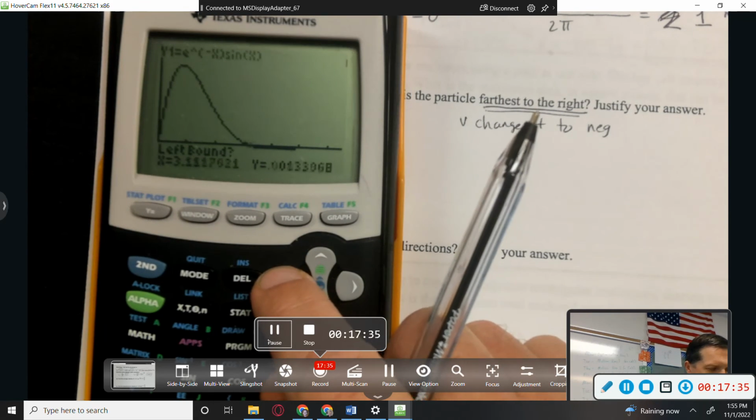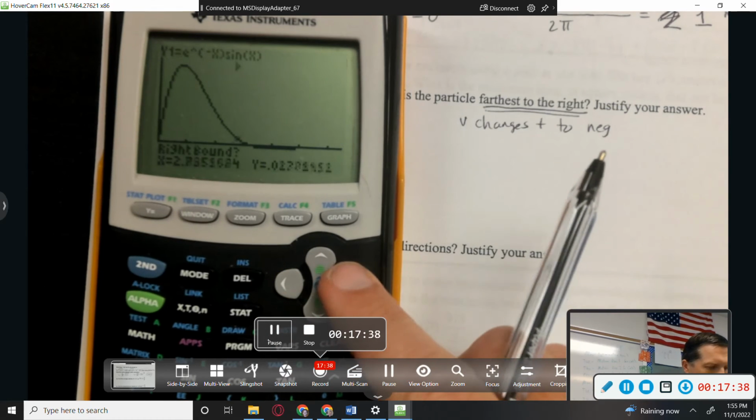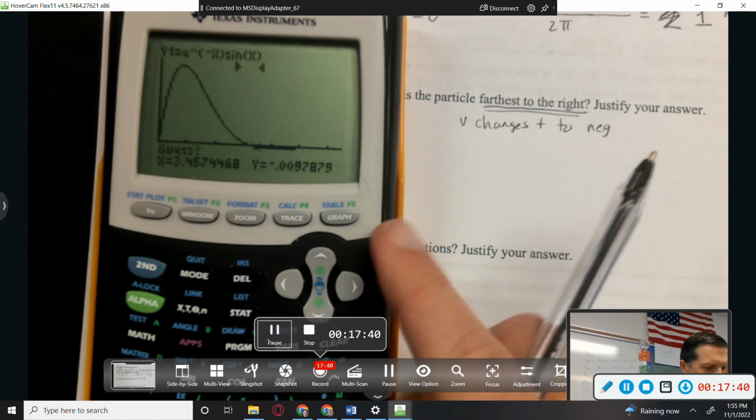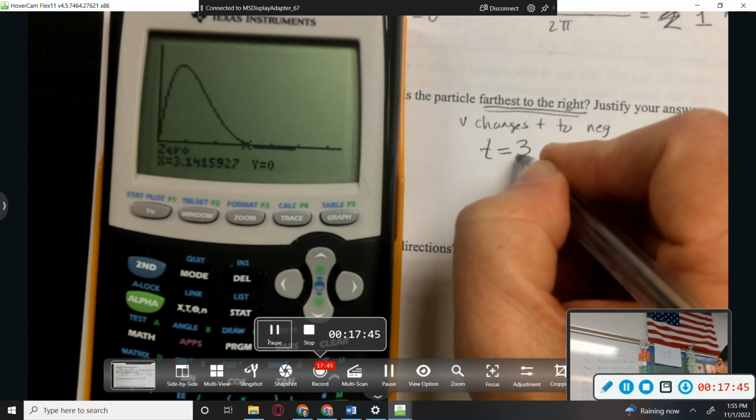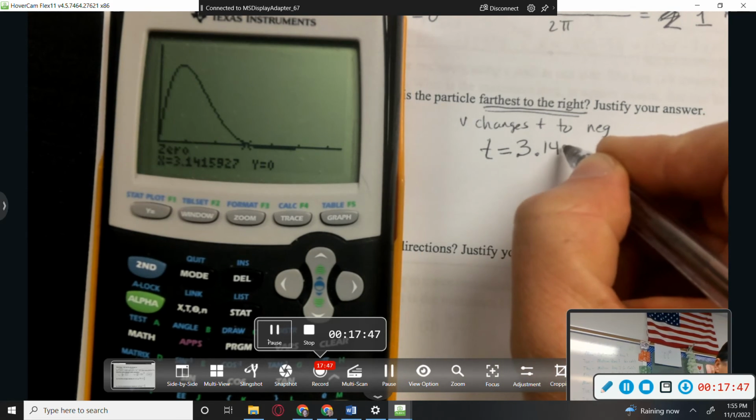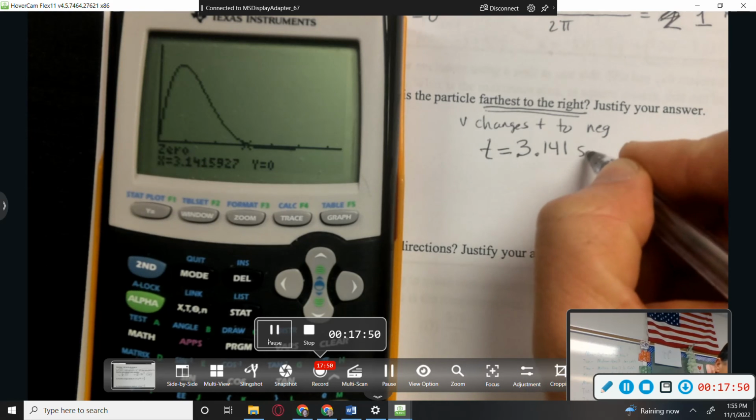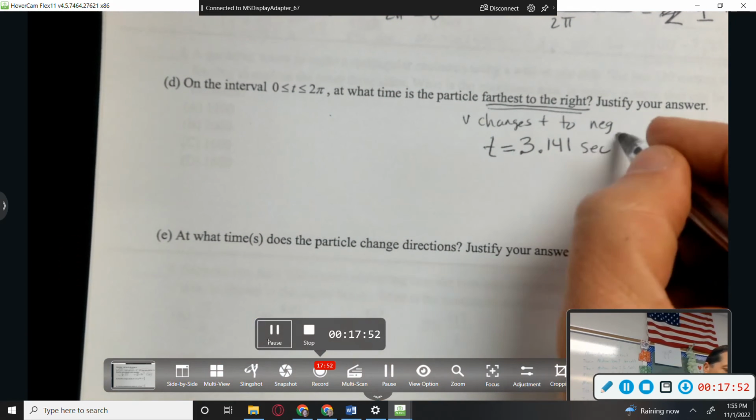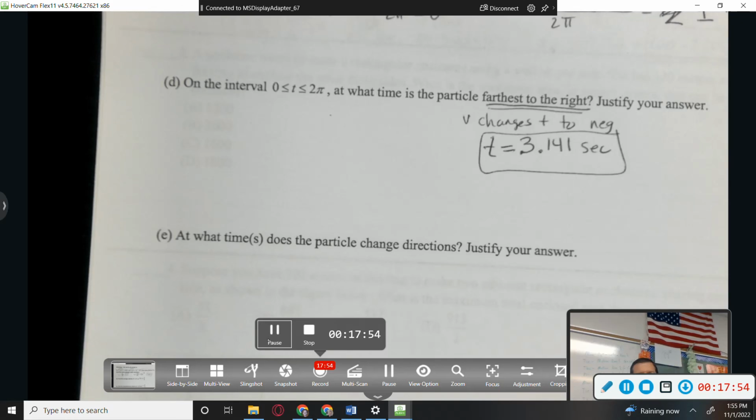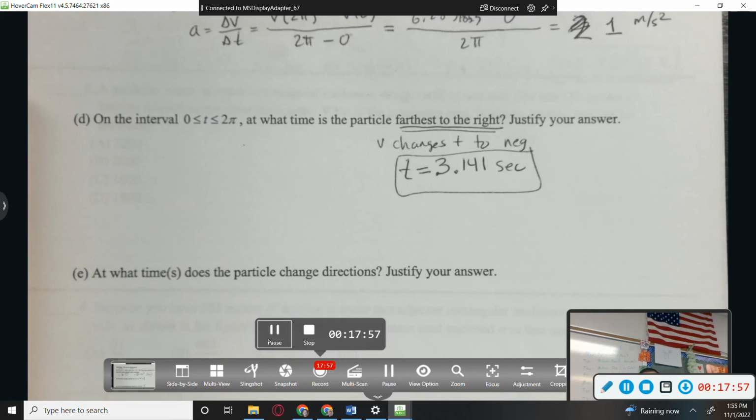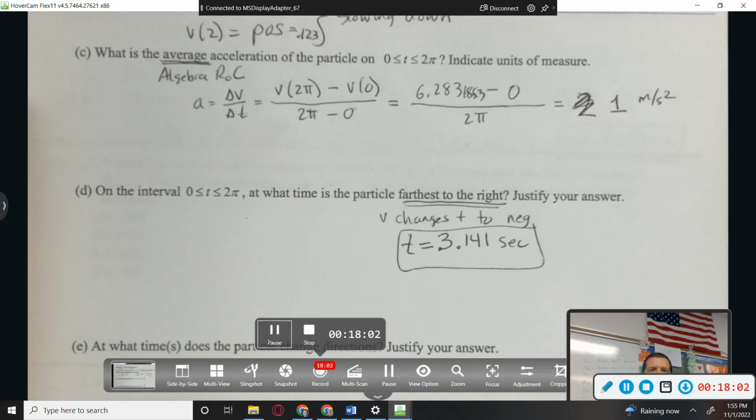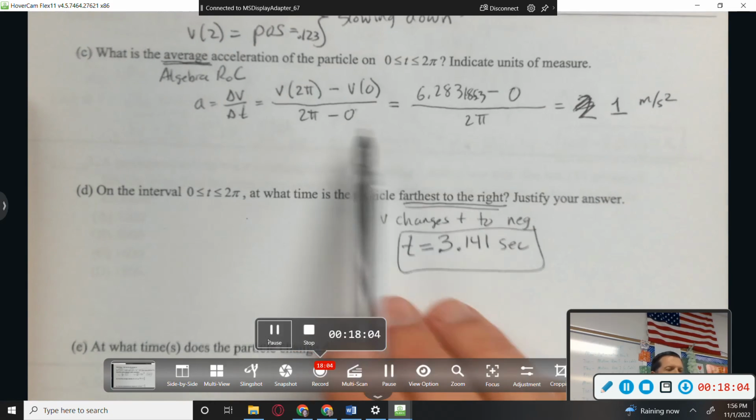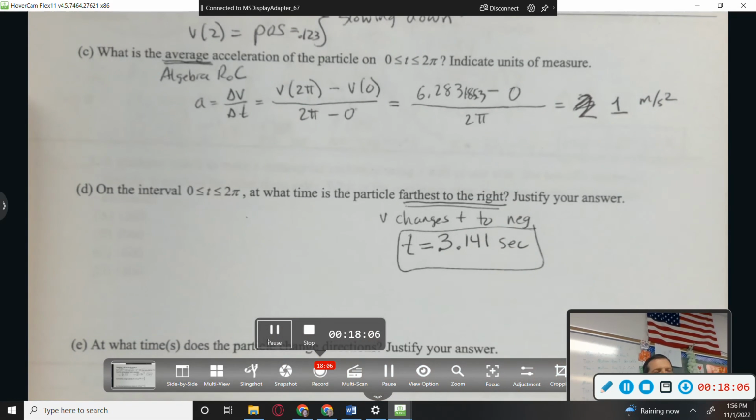So can you just type the number? I could if I knew what the numbers were. You could just guess the numbers and it'll say. So at t equals 3.14, that looks a lot like pi. Justify your answer. V changes positive to negative. That is my justification. Well, I'd like to see. Can you write pi seconds? Is that allowed?